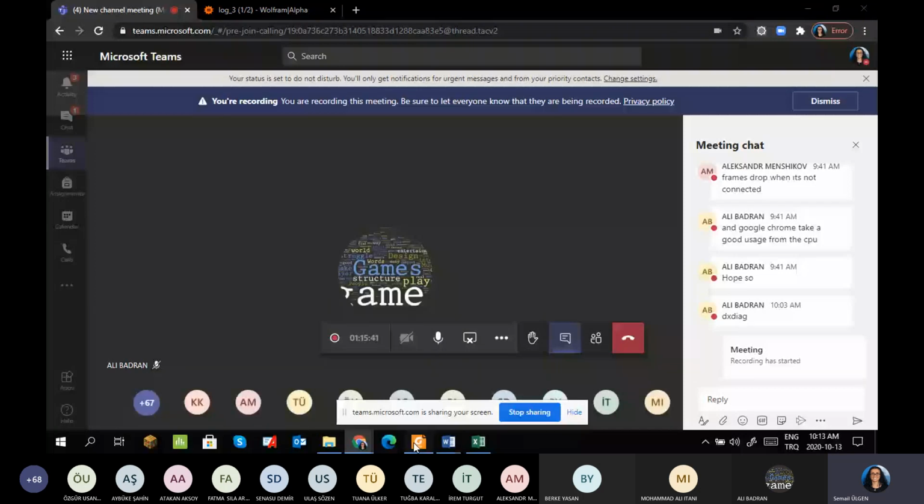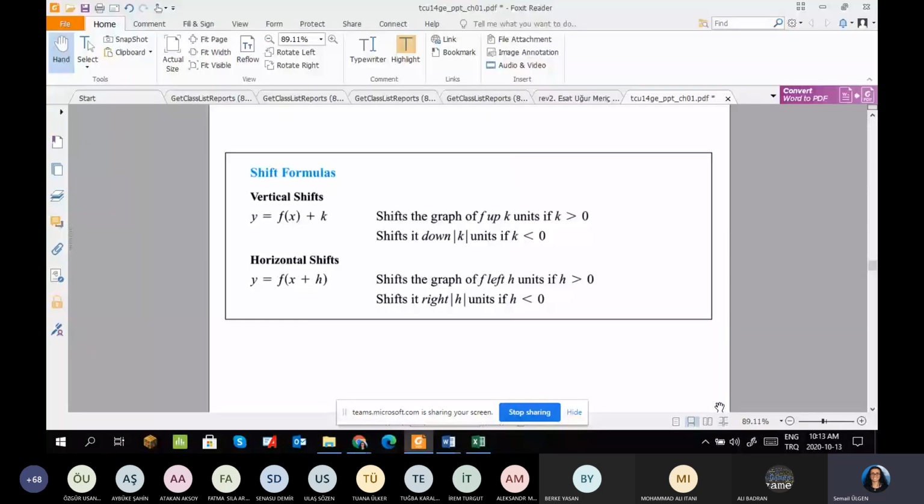Shifting. We talked about shifting the graph to the right, to the left, up and down. Now, this is called the vertical shift. If you add k to it, you are going to shift the graph by k units. If k is positive, it's shifting up. If k is negative, it is shifting down, I mean, absolute value of k units down.